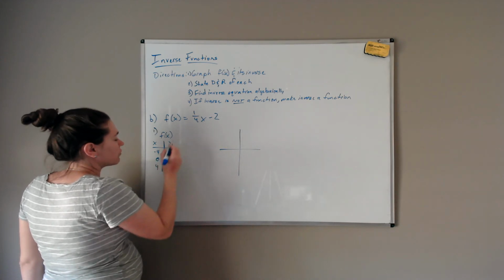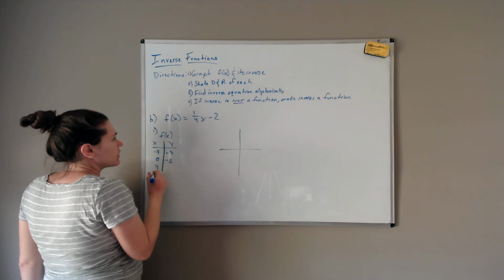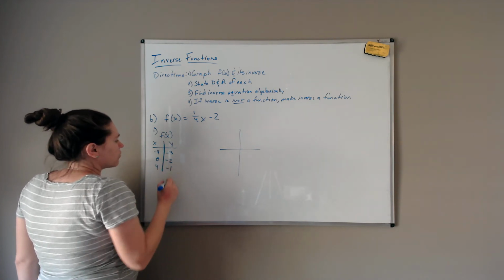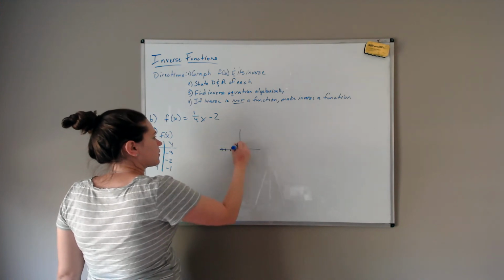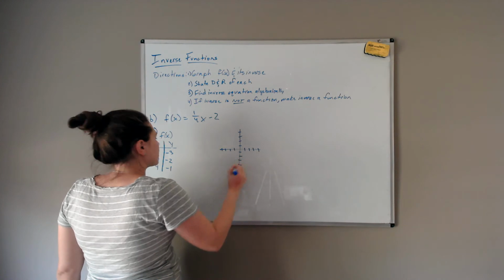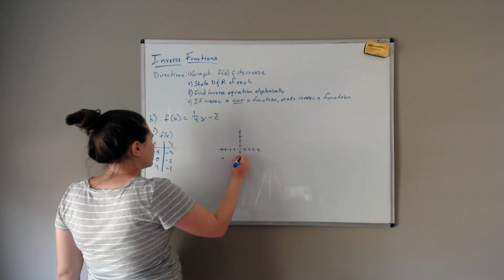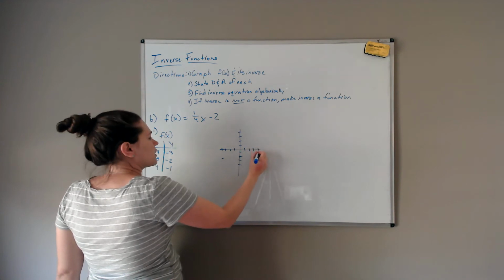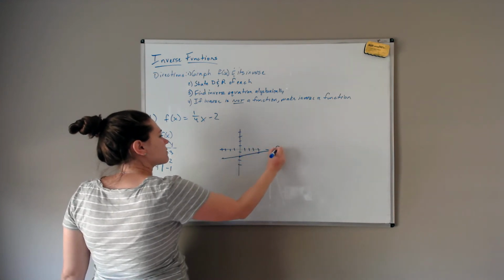If we plug in negative 4, we're going to get negative 3. Plug in 0, we get negative 2. Plug in 4, we get negative 1. Okay. So negative 4, negative 3, 0, negative 2, and 4, negative 1. Okay, that's the graph of f of x.